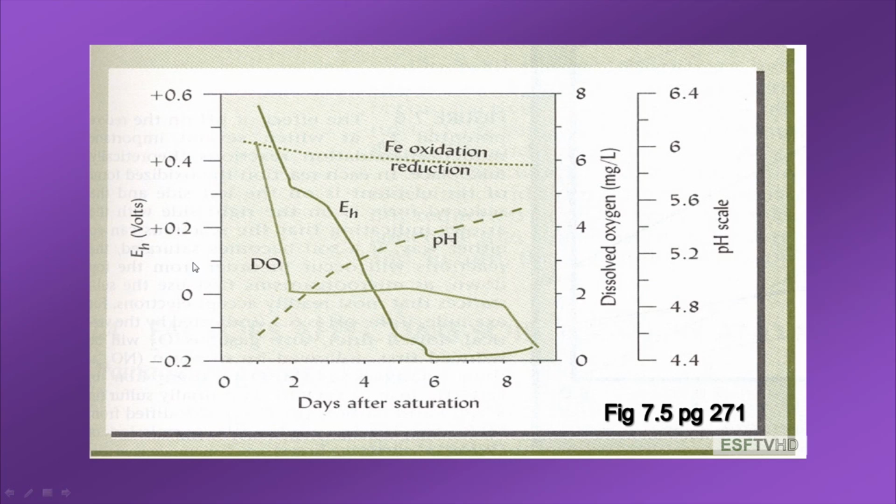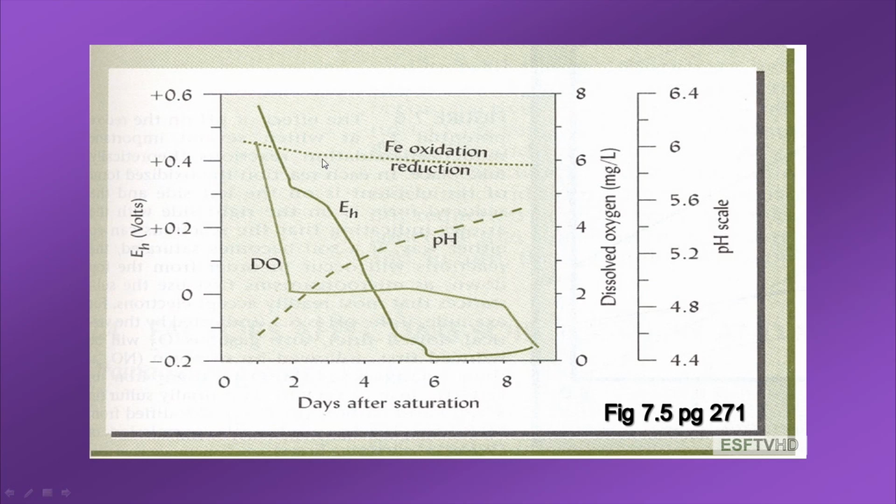And what happens to the EH? The EH, the potential, drops precipitously. So well-aerated soil has a high EH, 0.4, and then as the oxygen is depleted, the EH drops very low to 0 and even goes negative. And that's pretty highly correlated with dissolved oxygen. Everything below this line is anaerobic, and it's called reduction.